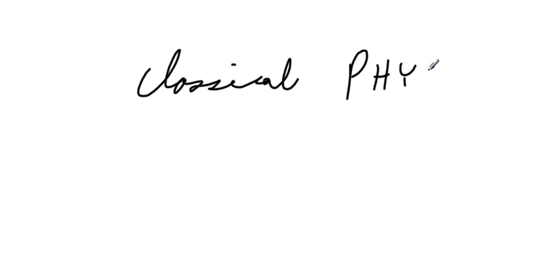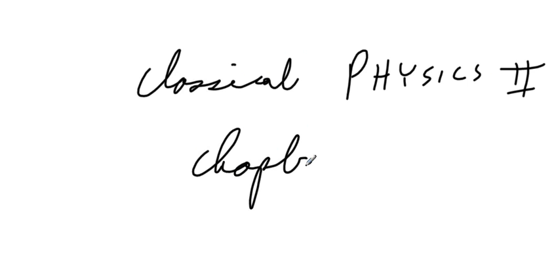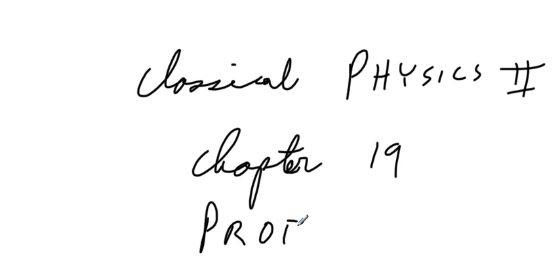This is a classical physics 2, and we're doing a chapter 19 problems. And the first guy we're going to look at is number 6.